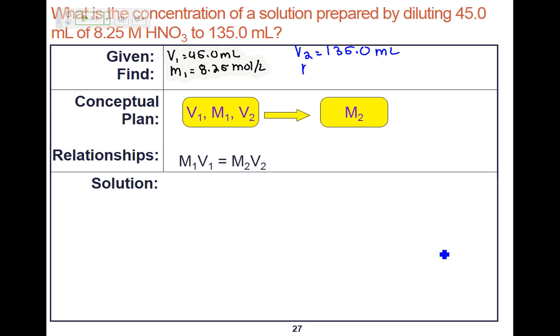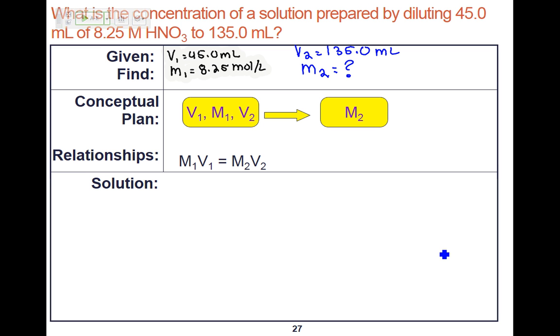I'm looking for M2. I do not know it. Now you could convert these to liters, but it's not going to be really necessary because V1 and V2 are both in milliliters. So you're going to get the same answer if you converted them both to liters. So it's not necessary for this example, and I'll show you why when we plug it in.